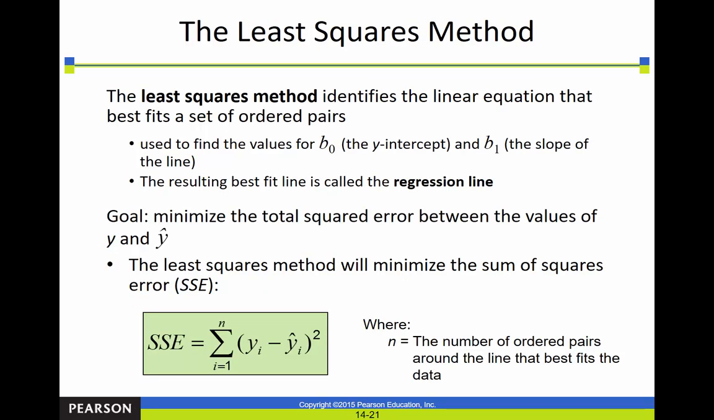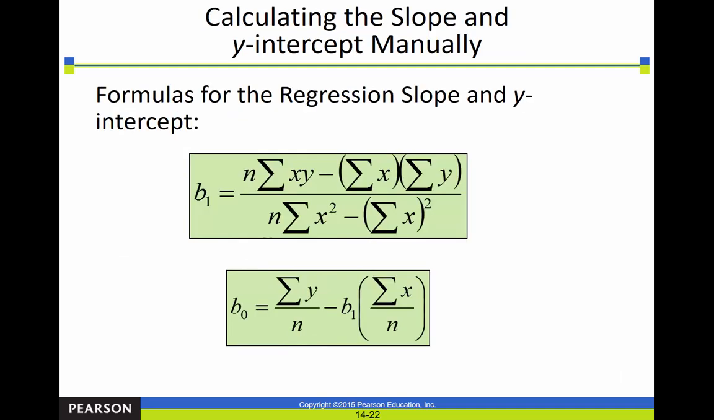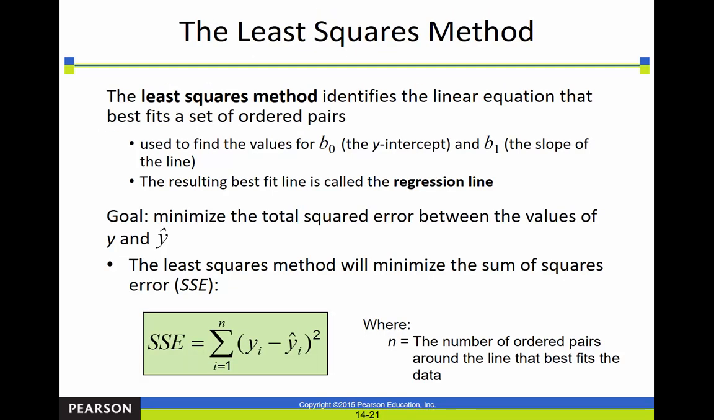All right. So the least squares method identifies the linear equation that best fits a set of ordered pairs. The goal of using least squares is to minimize the total squared error between the values of y, the actual y, and the y hat, or the predicted value of y. And it's the sum of each value of y minus the y hat, squared. And that's called the SSE, or the sum of squares error.